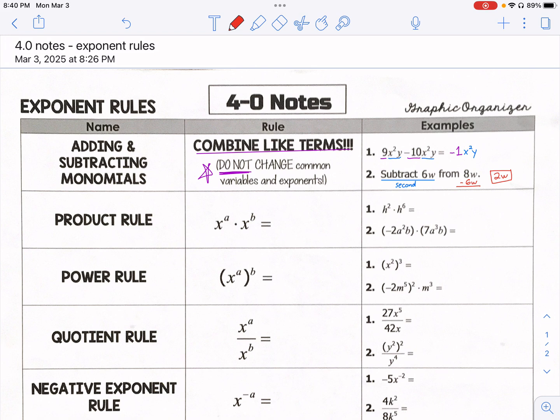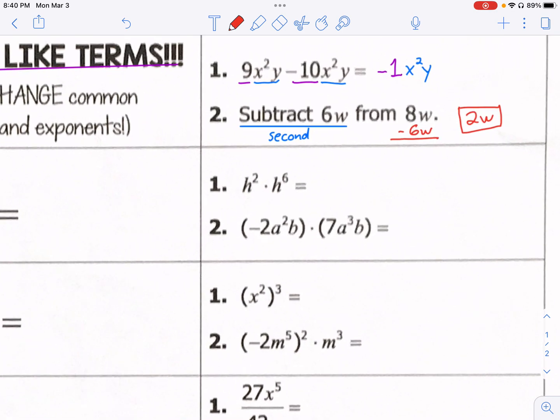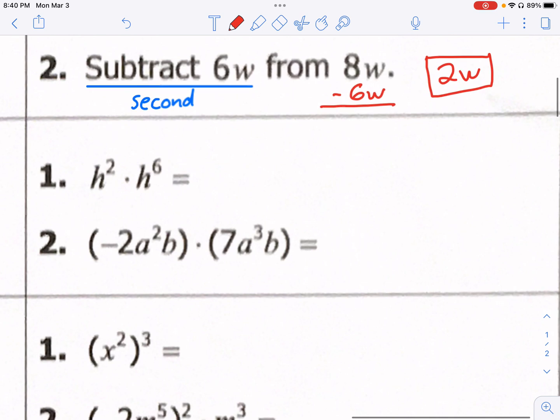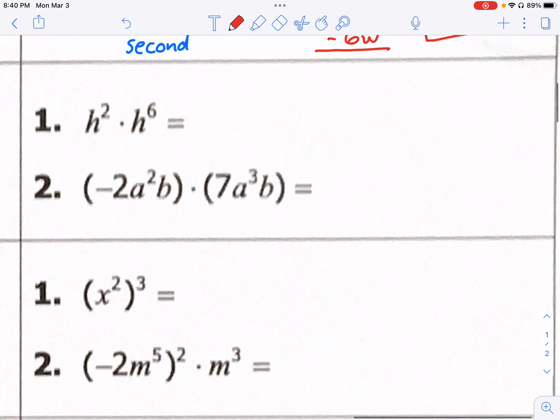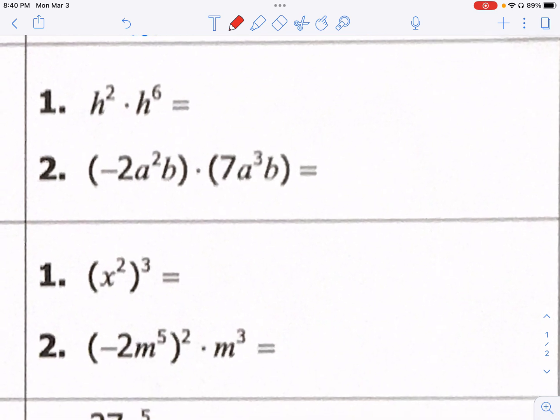Now let's look over the product rule. So product rule is whenever we're going to be dealing with multiplication. So what I want to do is let's look at number 1 first, and I'm going to go about it the long way. So we're looking at this first one. Remember, squared, an exponent of 2, tells you that we're multiplying it 2 times, so we got h times h. Here I'm going to rewrite this one. That's going to be 6 h's, so times h times h times h times h times h times h.